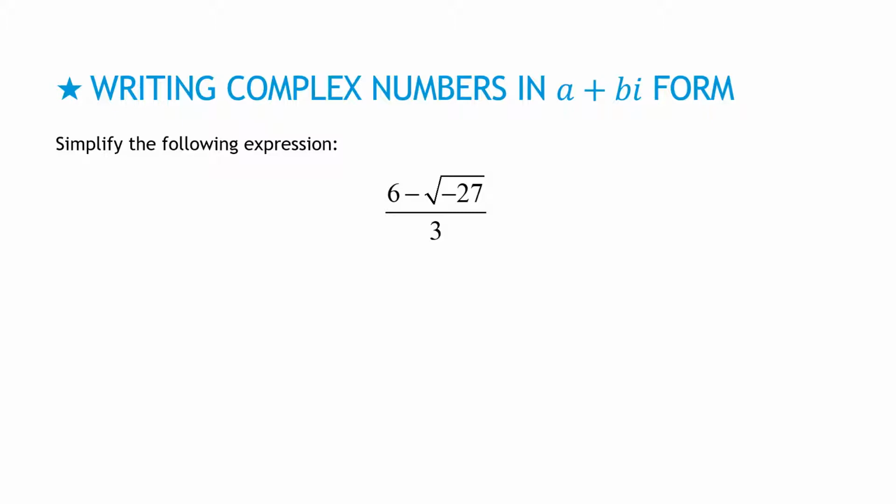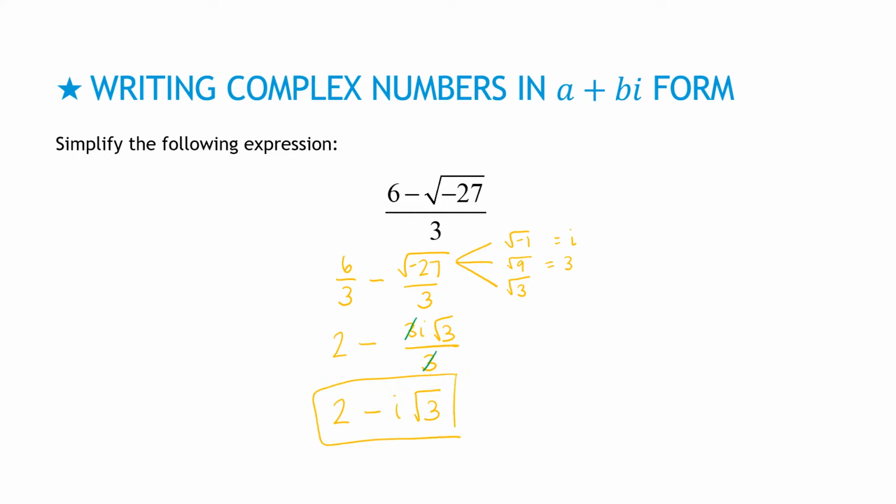Okay, so looking at 6 over 3 minus radical negative 27 over 3. 6 over 3 reduces rather easily. Negative radical 27 would be negative 1 times 9 times 3. I chose 9 because it's a perfect square. So I end up with 3i radical 3 over 3. We can obviously see that these 3's on the outside only will cancel. And so I get 2 minus i radical 3 because my denominator went away completely.